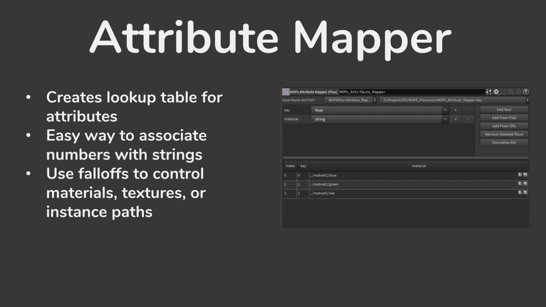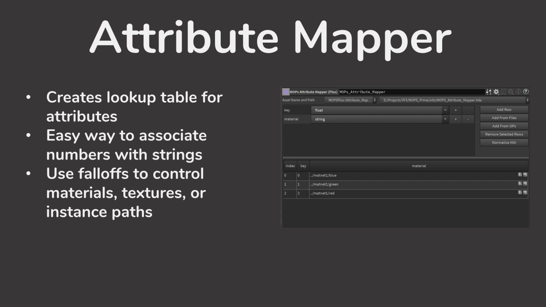The attribute mapper is divided into two sections. The top table describes all of the attributes that you're generating and what their types are. In this example, there's two attributes being created, a float attribute called key and a string attribute called material. The bottom table describes the relationship between these attributes for any number of values. In this example, we have 3 rows in the table. A key value of 0 is related to a material value of blue, and so on. We can have as many of these rows as we want.